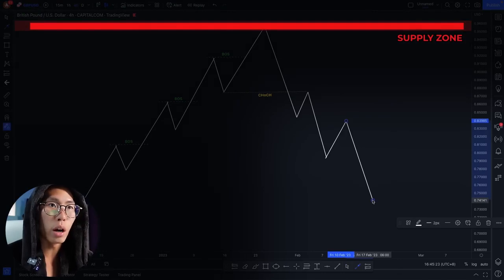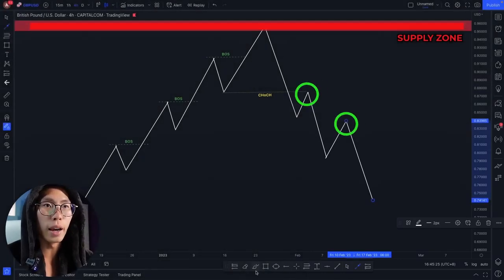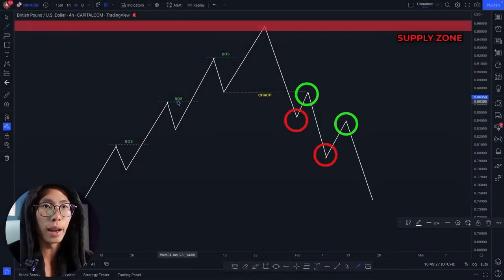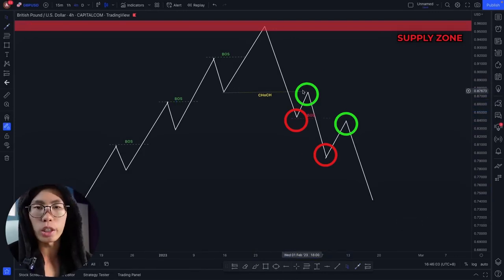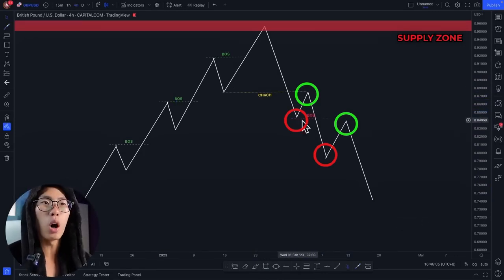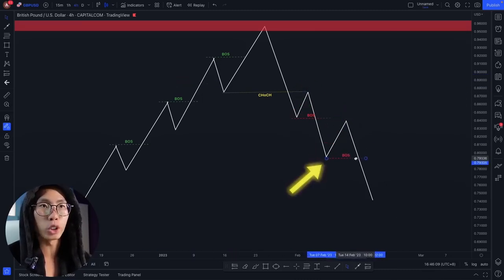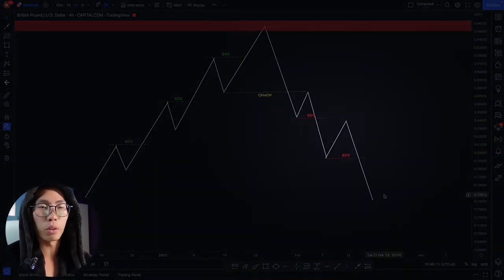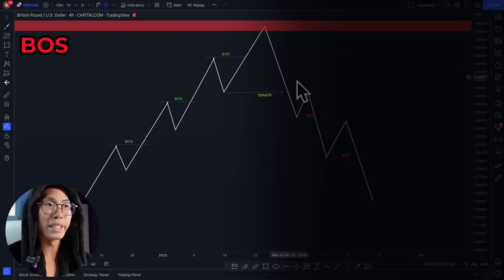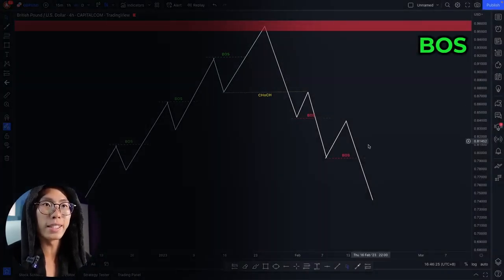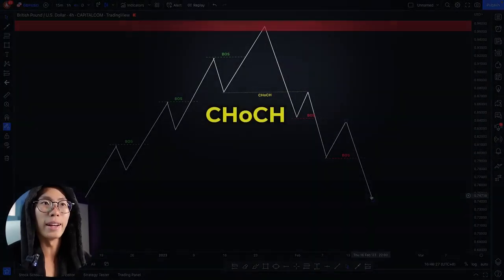And then as it starts to go down, it will create your lower highs and lower lows, and lower highs and lower lows. And as price creates your lower highs and lower lows, it will also create your bearish break of structure whenever price breaks through a lower low. So when price breaks through a lower low, it creates another break of structure right here. So this is our bullish break of structure, and this is our bearish break of structure, and this is our change of character.